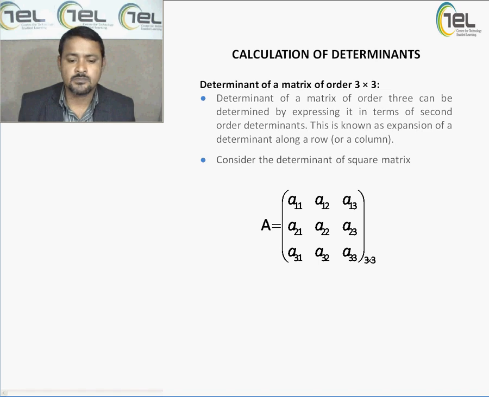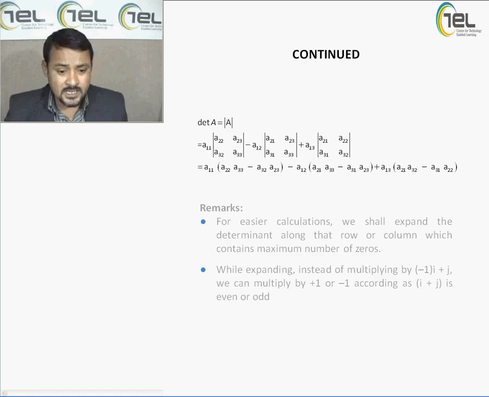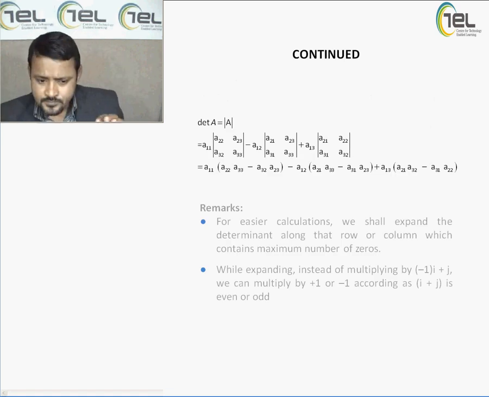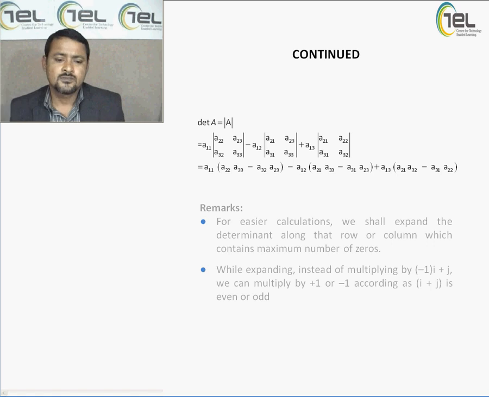Consider the following determinant. The following determinant has 9 elements in all, 3 rows and 3 columns. A11, A12, A13 in the first row, A21, 22, 23 in the second row, A31, 32 and 33 in the third row. There are 9 elements in all. The determinant for this matrix can be calculated as given follows.